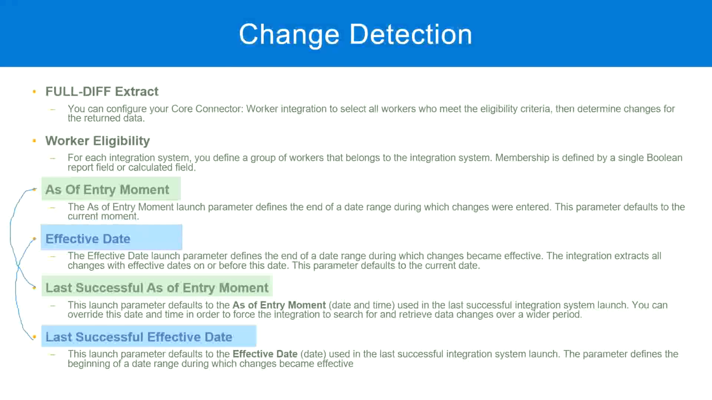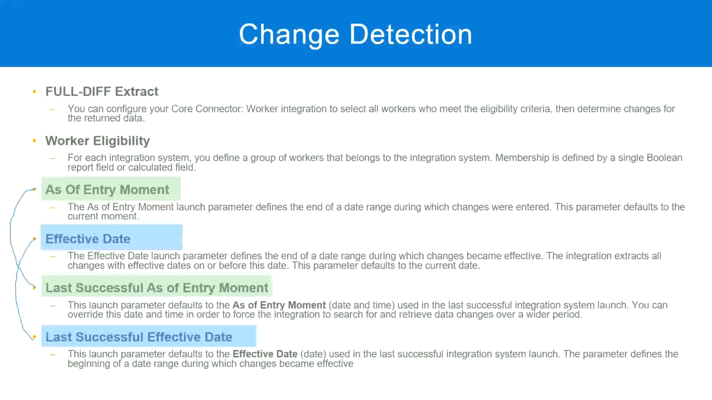What will be the effective date? So you will give an effective date parameter and it will tell you the end of a date range. So all the changes which are effective till that date. Right. So let's say I have said my effective date is the 28th of April. Entry moment is 28th of April. Effective moment is 28th of April.